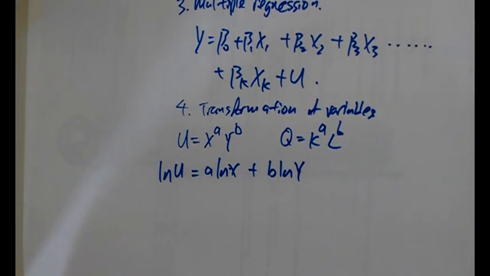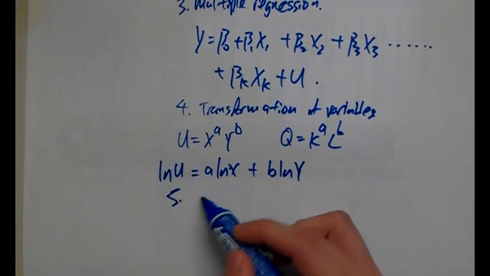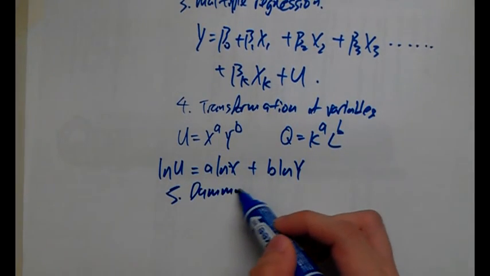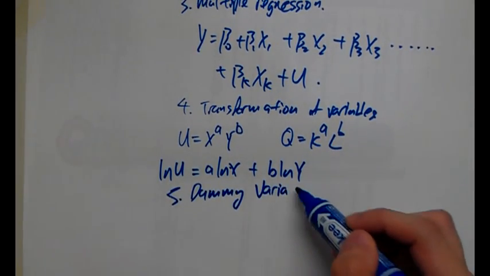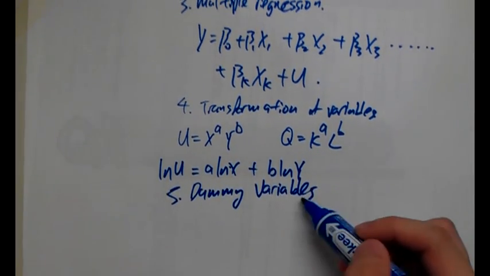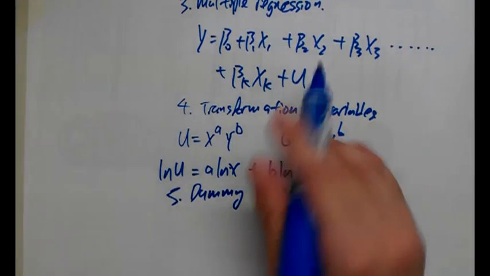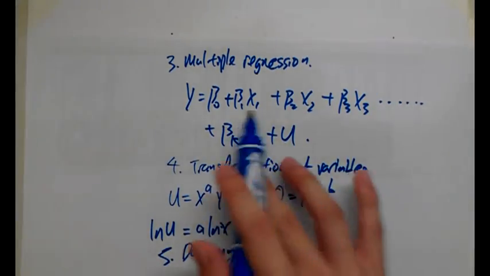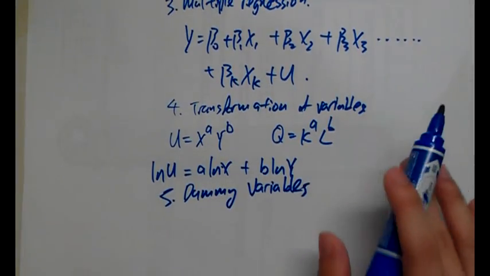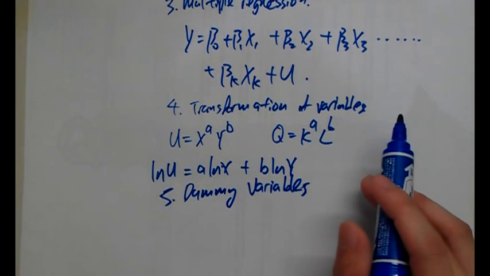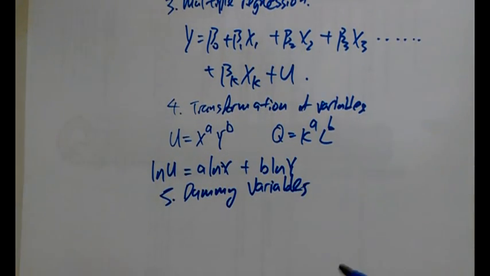Okay, alright, the next thing you're going to do is dummy variables. Dummy variables are pretty interesting, they're pretty fun. They are basically explanatory variables that take the values of 0 and 1. The purpose of it is to account for qualitative variables.